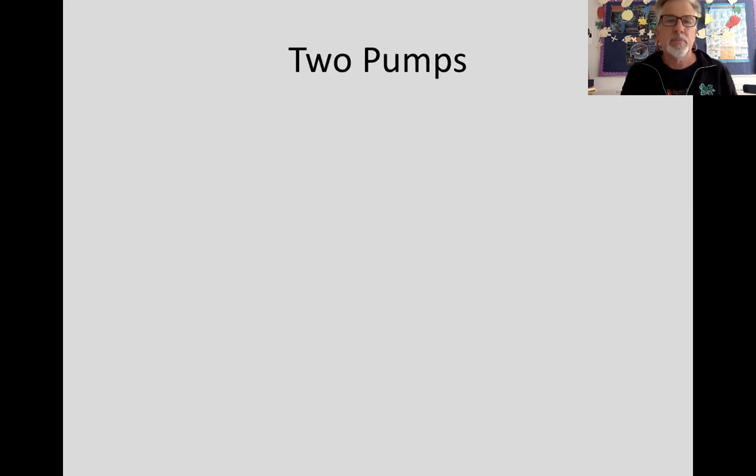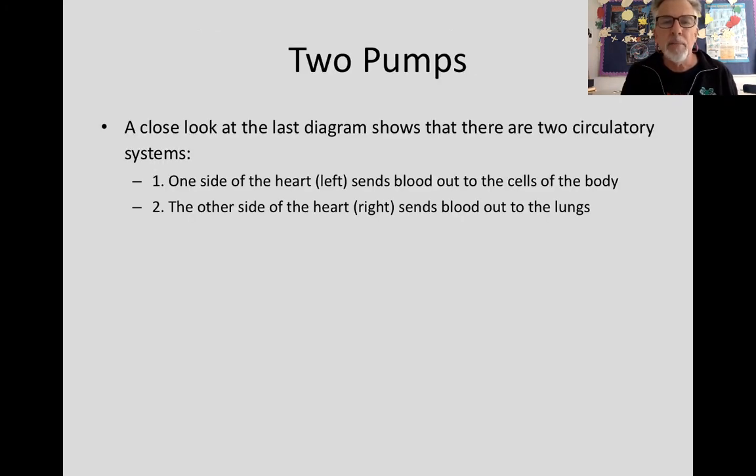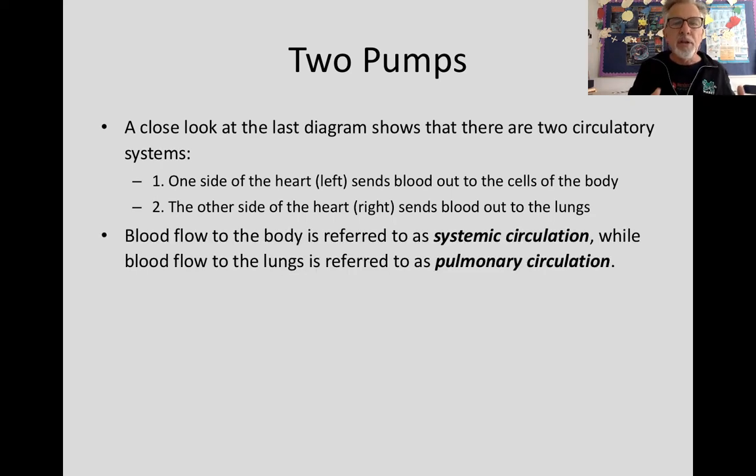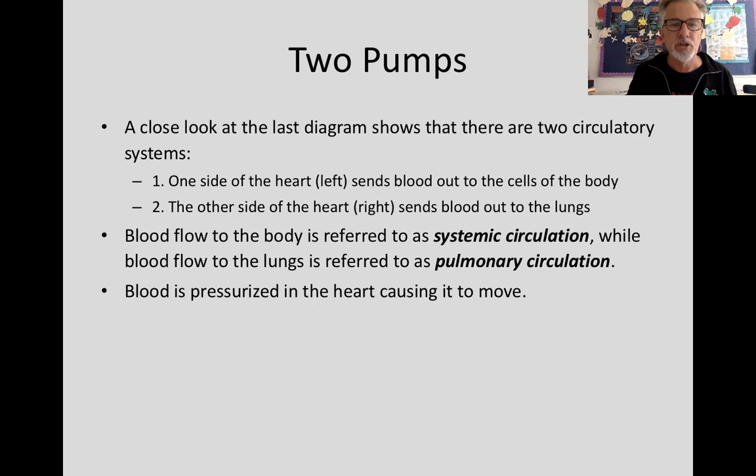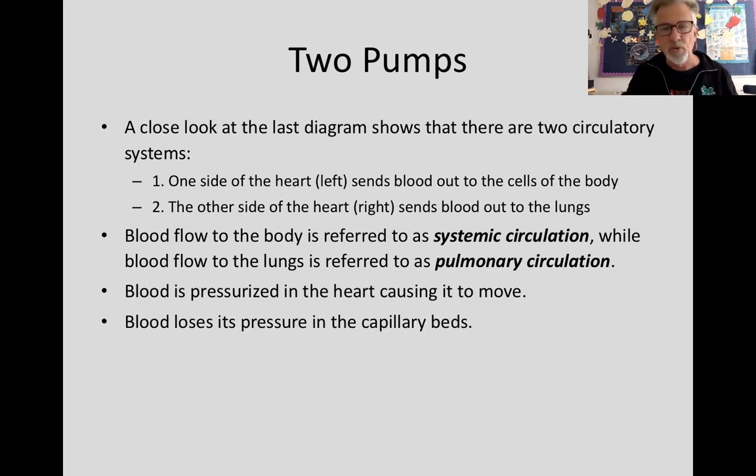So what we saw in the last diagram is that there are actually two circulatory systems powered by our heart. On one side of the heart, the left side, blood is sent out to the body. On the other side of the heart, the right side, blood is sent out to the lungs. Blood flow to the body is referred to as systemic circulation, while blood flow to the lungs is referred to as pulmonary circulation. Blood is pressurized in the heart, and that causes it to move.